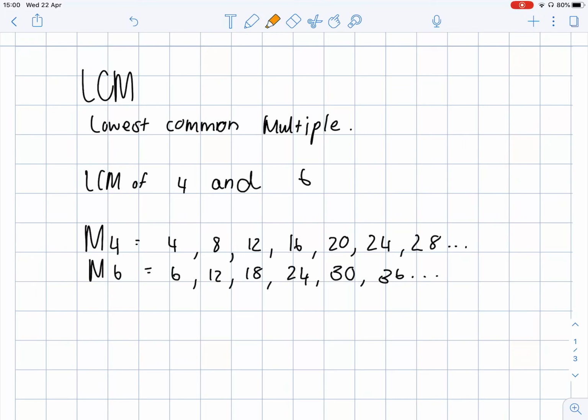Right, same story here. We're going to identify any common multiples. So 12 and 12, that's fine. Anything else that's common, 24 and 24. If your list was longer, you would have more common ones. Now here I'm looking for the lowest common number, so that would have to be 12. So your LCM is equal to 12.